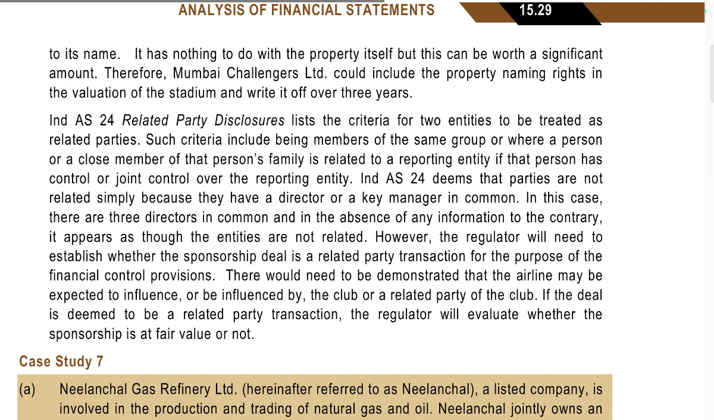Ind AS 24, Related Party Disclosures, lists the criteria under which two entities are treated as related parties. Such criteria include being members of the same group, or where the person or close members of the person's family are related to the reporting entity if the person has control or joint control over the reporting entity. Ind AS 24 deems that entities are not related simply because they have a director or a key management member in common. In this case, there are three directors in common, and in the absence of any information to the contrary, it appears as though the entities are not related.